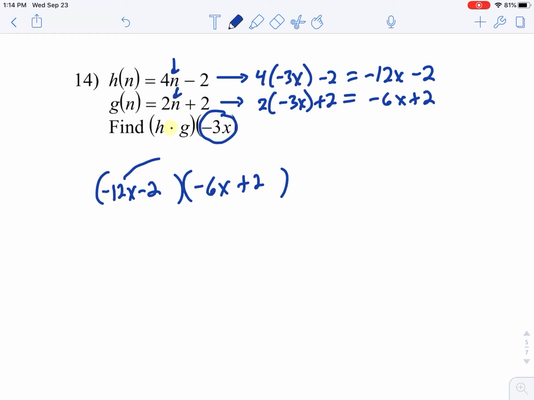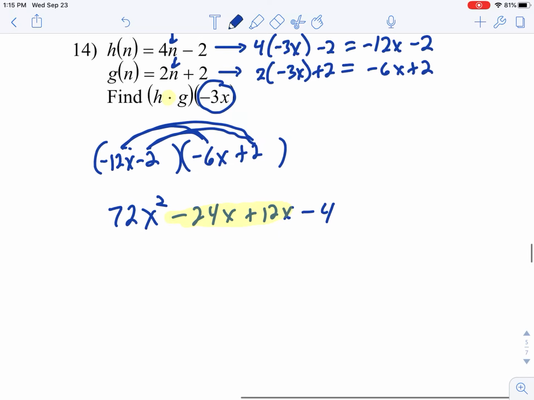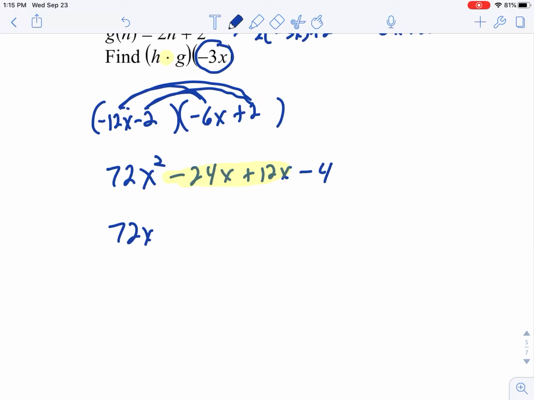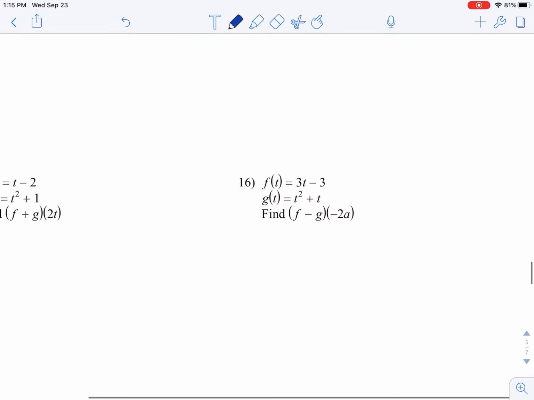So now we FOIL. First, negative times negative is positive. 12 times 6 is 72x squared. Outside, minus 24x. Inside, plus 12x. Last, negative 2 times positive 2 is negative 4. These two terms can get combined. 72x squared. Negative 24 plus 12 is negative 12x minus 4. Unless I made a mistake, that should be the answer to number 14.